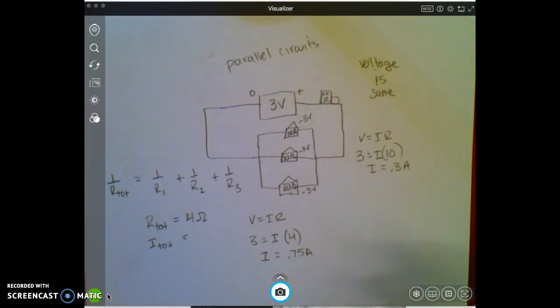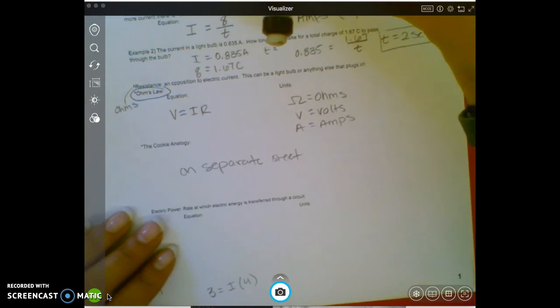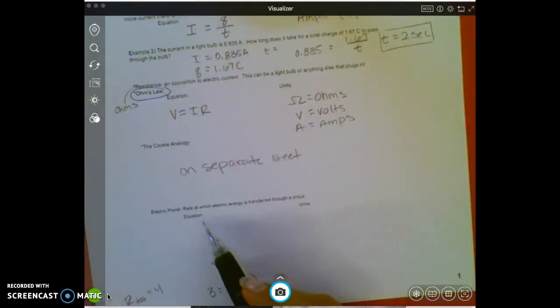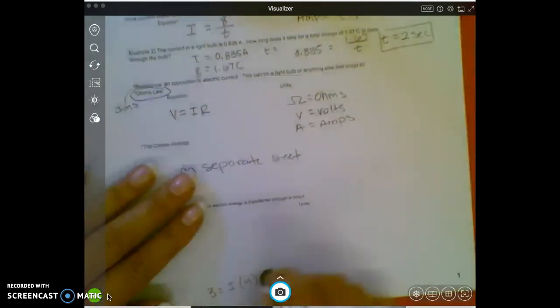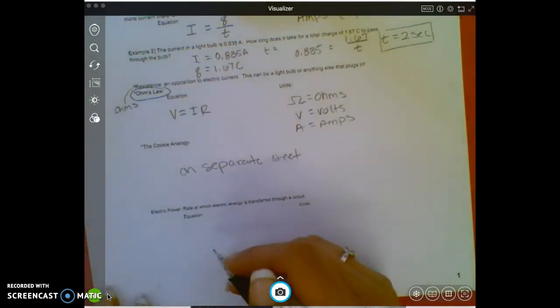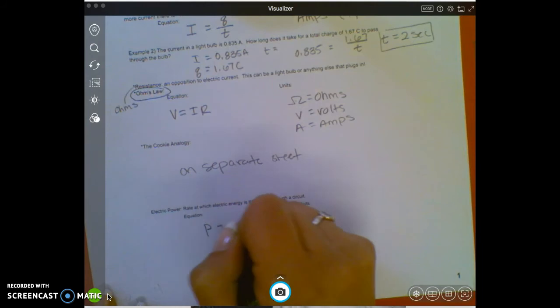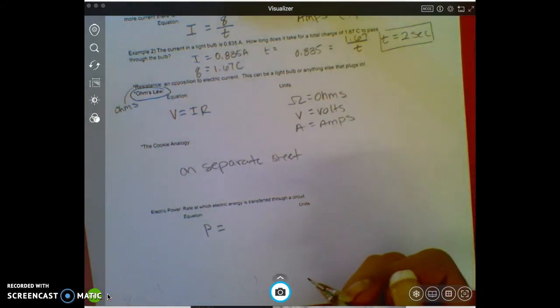The last thing that I want to talk about is power. So if you could go back to your original notes, okay, and just look at the very bottom. We have electric power. I just want to give you the equation for that. It's not a big deal. It's really easy. It's just plug and chug kind of stuff. Technically, there are 3 equations for it because you can rearrange it, but we use P for power. Okay, it's just the rate at which electric energy is transferred through a circuit.